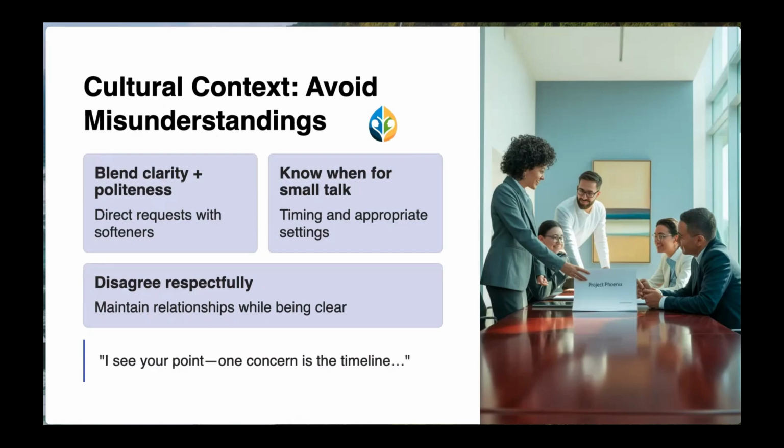For instance, I see your point. One concern is the timeline. So you just disagreed with someone about the timeline. But you set it up by saying, I see your point. You're giving validity to their idea, but you're expressing your opinion about maybe the timeline will be a problem. And so you'll say something like, I see your point. One concern is the timeline.